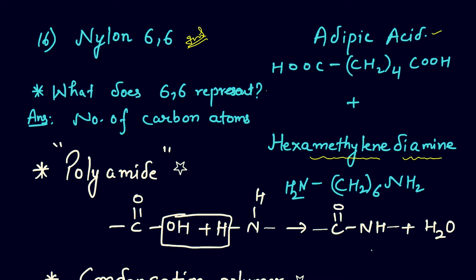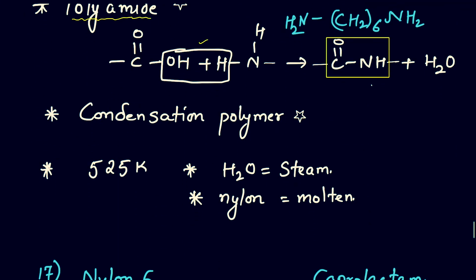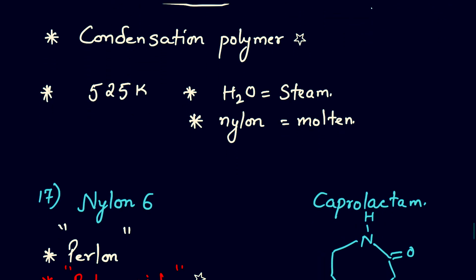Now there can be a question: what does 66 in the polymer mean? 66 represents the number of carbon atoms in the monomers. So it is an example of a polyamide. We very well know that a peptide or amide bond is formed when a carboxylic group reacts with an amine group. This CONH linkage is known as a peptide or amide linkage. It is an example of a condensation polymer.